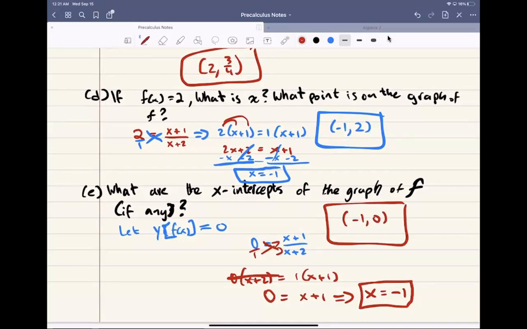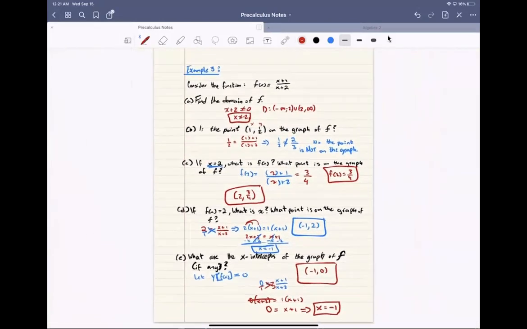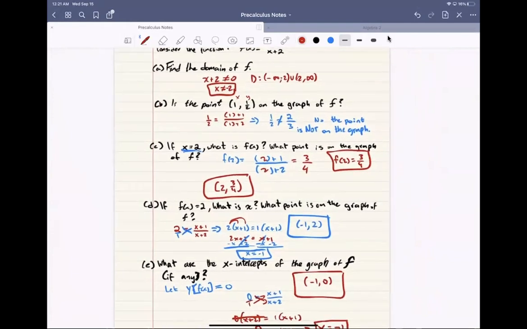Okay, and that's basically it. That's all the information we needed to graph, and this is information that we can easily get from our function using all our algebraic tools, okay?